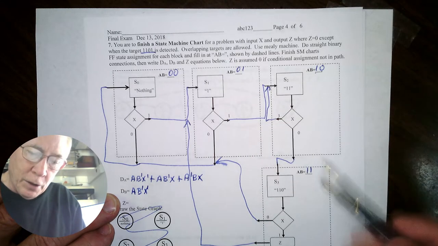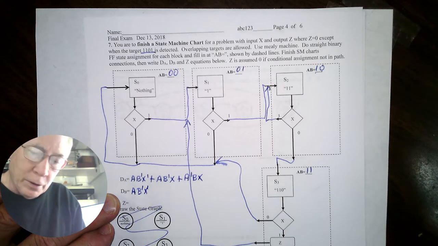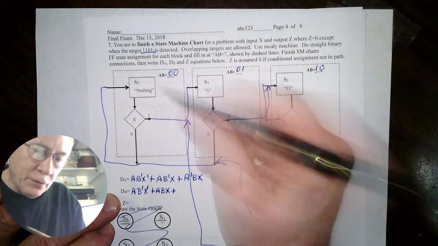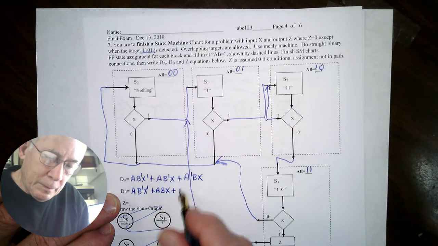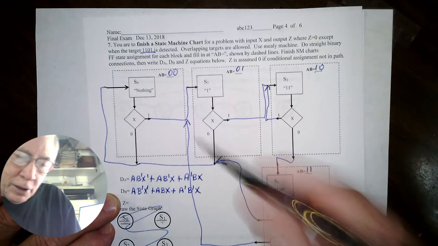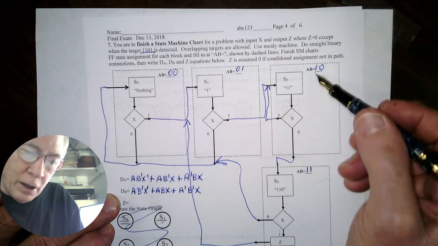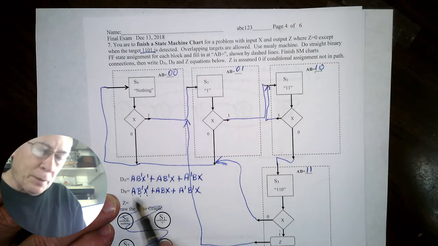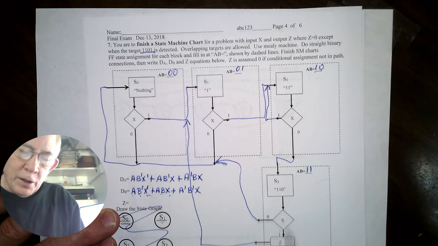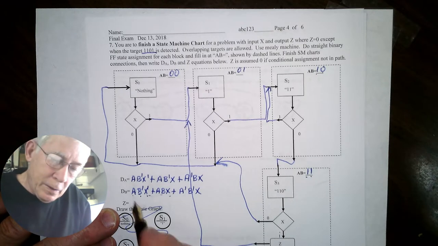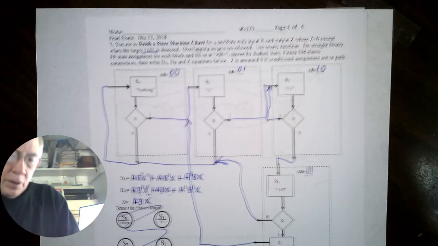There's 2 paths, 1 from here when X is 1, so that's A B X, ABX goes in here, so plus ABX plus the path in from here, A prime B prime X. So two paths in here, this one, A prime B prime X, path here, ABX, and then the path into here, A B prime X prime. So A B prime X prime, ABX, and A prime B prime X. And then the Z only comes out at AB, it only shows up here, ABX.